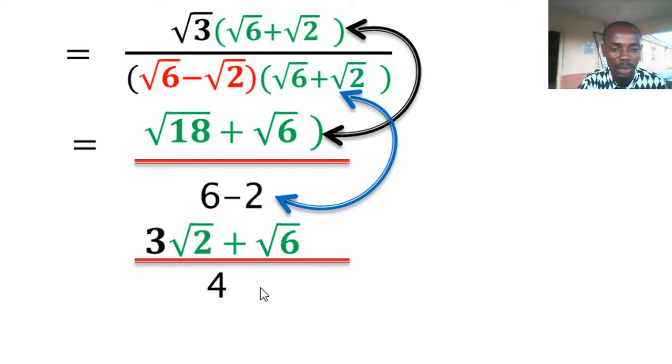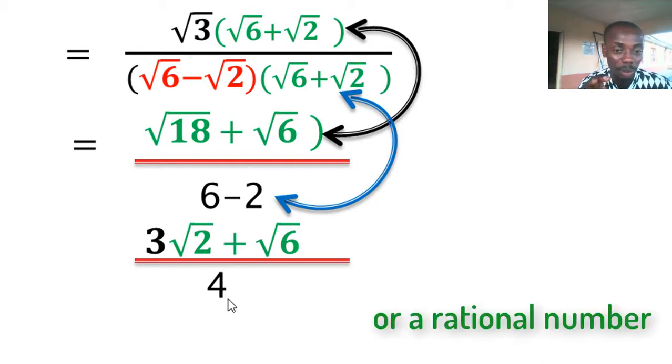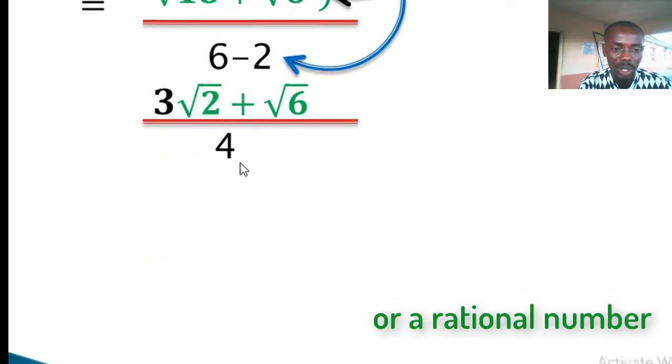Now we've been able to rationalize in such a way that we don't have a surd in the denominator. So if you rationalize and you have your final answer with a surd in your denominator, you are wrong. It should be a whole number, not you having a surd in your denominator.